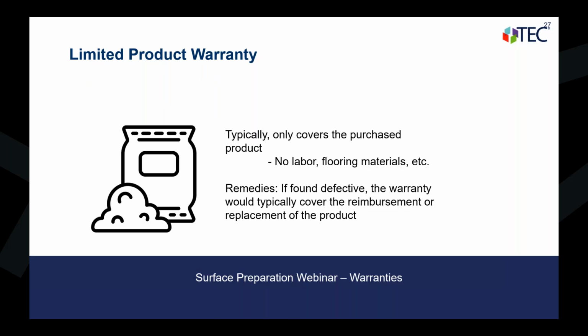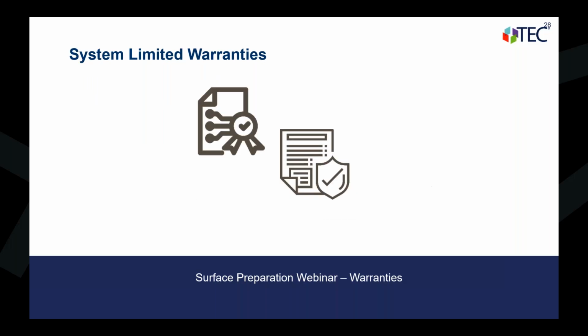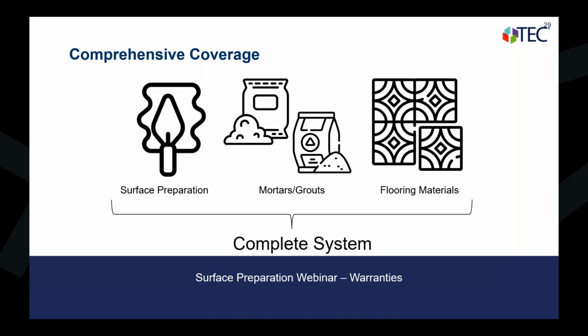You can see here that with a product warranty, it's just replacing material, just the bag of material you bought or the bucket of material that you purchased. That's what it would cover. A system warranty is going to cover everything: surface prep, mortars, grouts, flooring. It's the whole system.